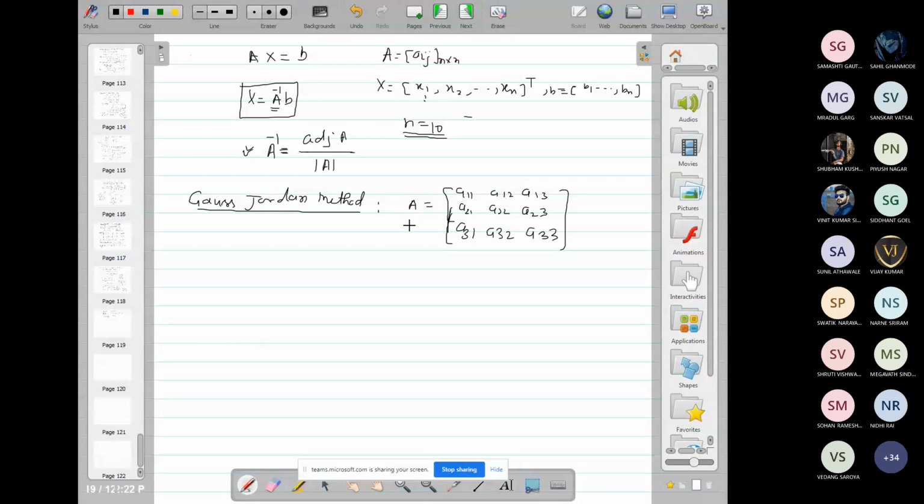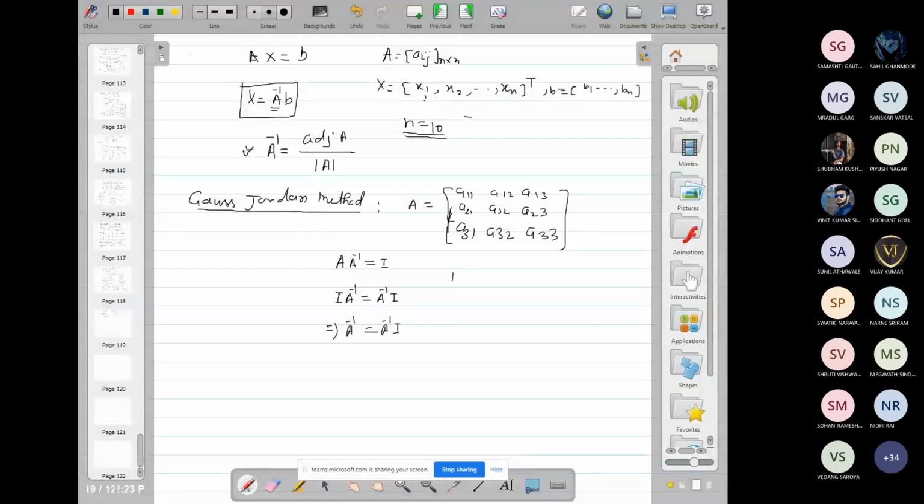To find A inverse, we use this concept. We can write A = AI, using A into A inverse is equal to I. We know this: A into A inverse is equal to I. If we pre-multiply this equation by A inverse, then again it becomes I A inverse = A inverse, and that becomes A inverse = A inverse I.